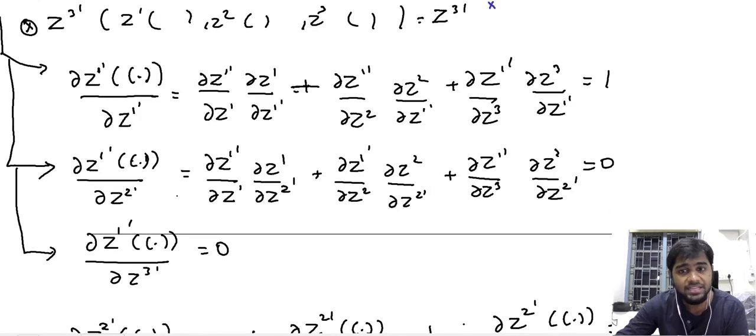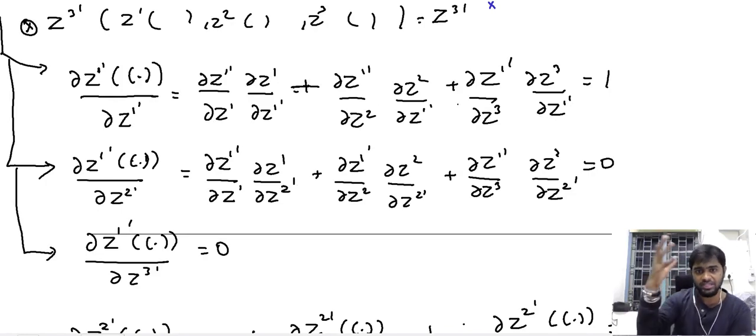Now let us see if it is possible for us to express the partial derivatives using the index that we have introduced earlier. So if you look closely, what we have now is the index of these variables.